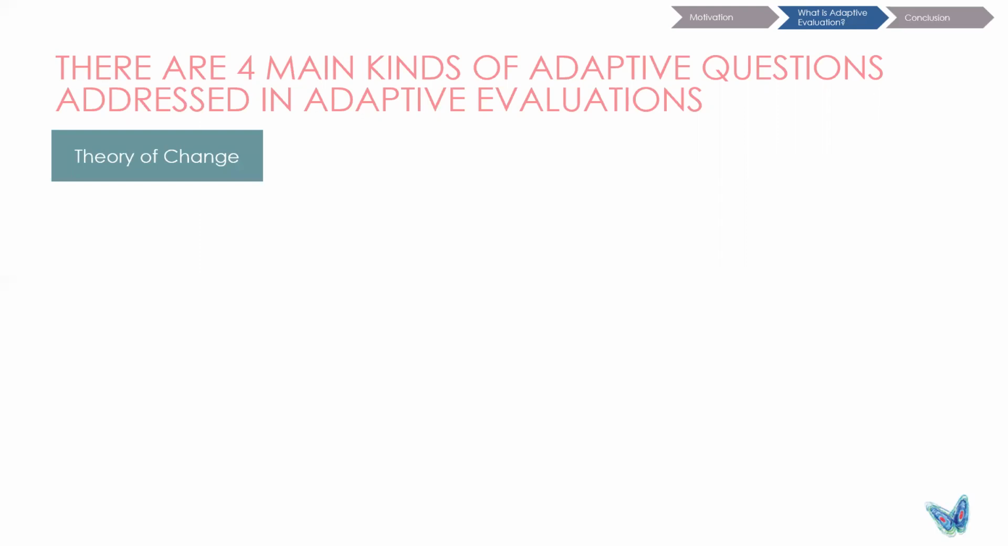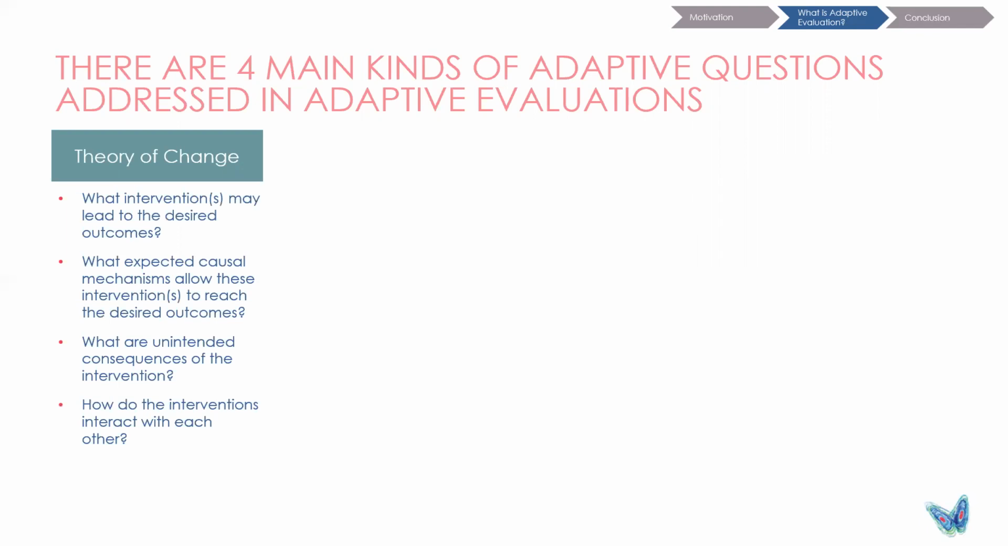type of question is on theory of change. And so here we ask what intervention or what battery of interventions may lead to the desired outcomes. And you can imagine many possible interventions that lead to the desired outcome. But then you ask what expected causal mechanisms would allow these interventions to reach the desired outcomes, and what are the unintended consequences of the intervention? And finally, when we have many interventions trying to redress a certain problem, or say alleviate poverty, how do these interventions interact with each other? Are there negative spillovers or consequences of having more than one intervention attacking the same problem? Or is there an argument for convergence or combining some of these interventions? And so that's in the realm of the theory of change.